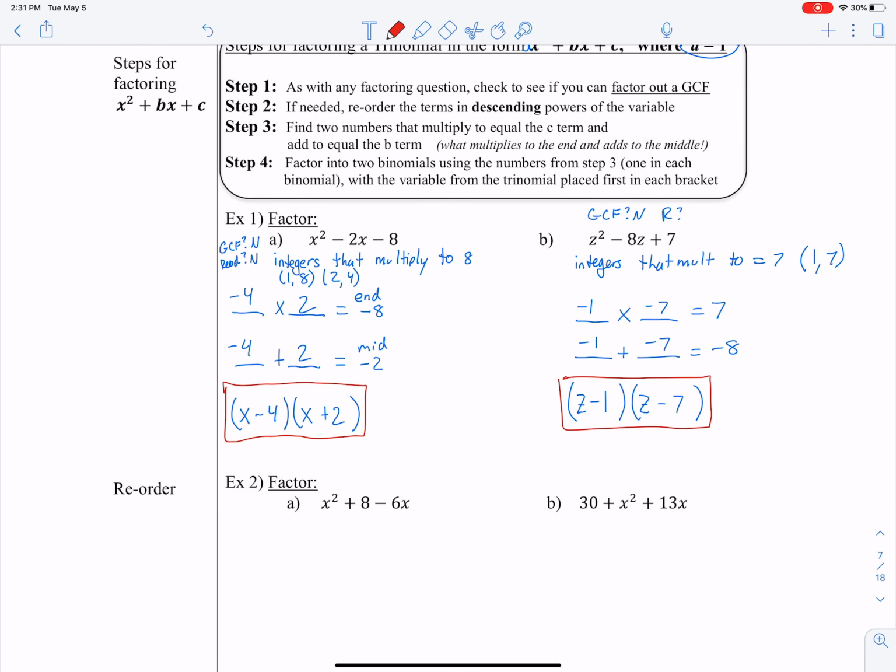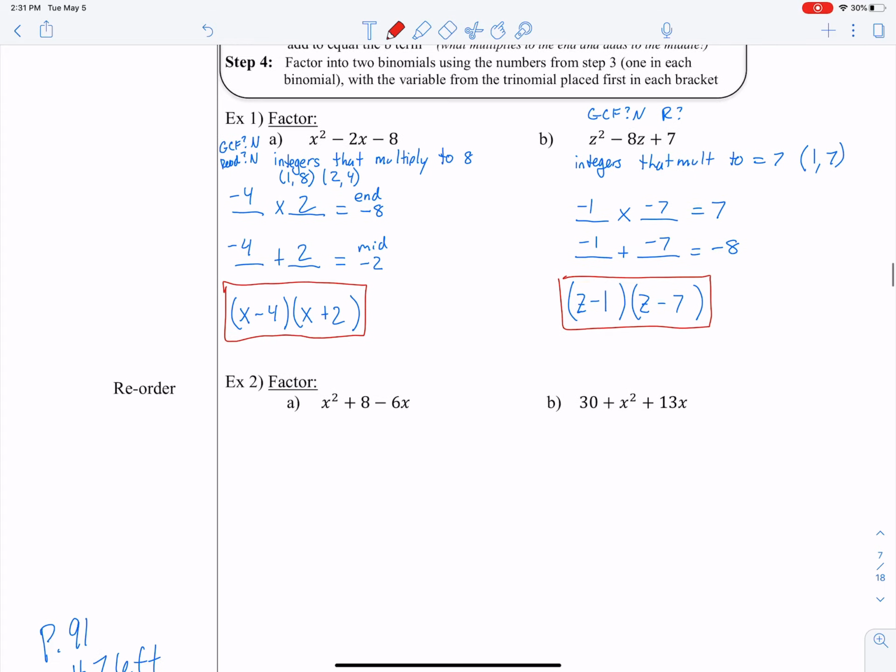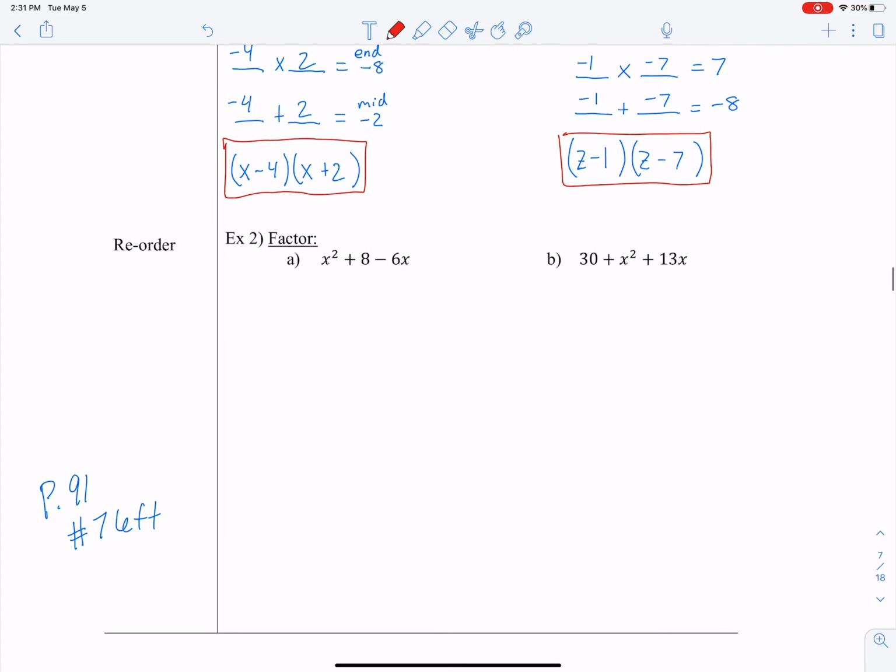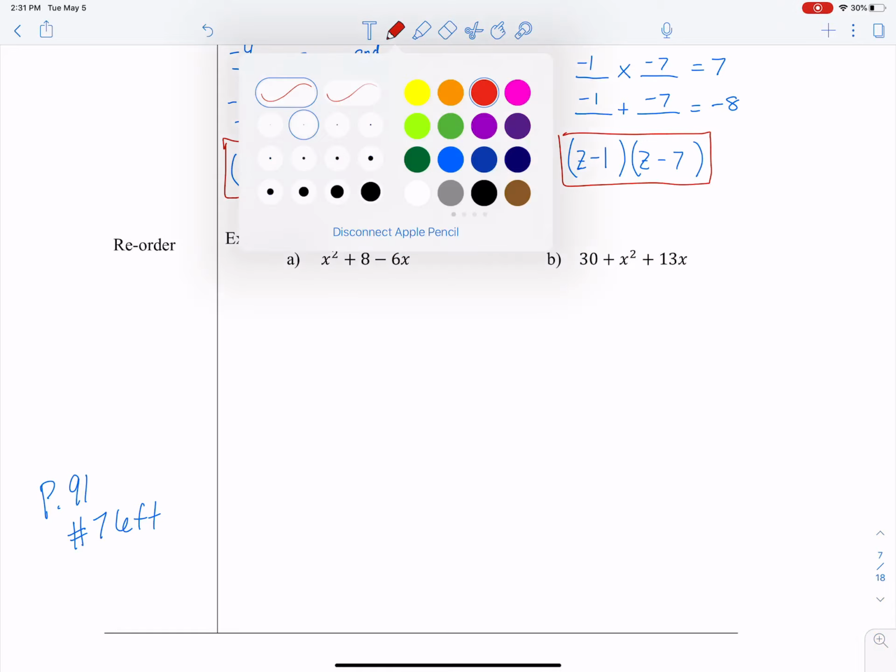All right. So that is the basics of how we do factoring. Now, what about some where you have to reorder? So these next two are not in the correct order. Let's take a look at them.